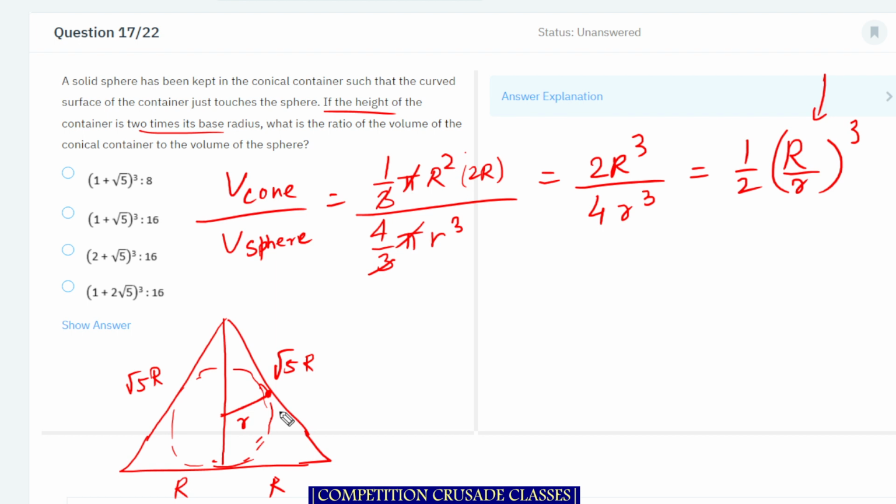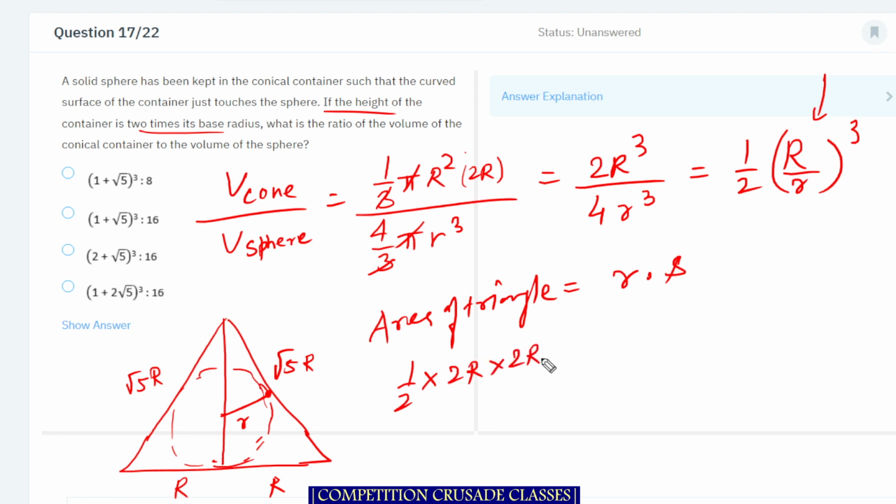Okay, so one thing that is striking my brain is that I can use the area of the triangle formula. Area of the triangle is equal to the semi perimeter times the inradius, right? सेमी पेरीमीटर तो अपन निकाल लेंगे, which is our inradius अपन को मिल जाएगा, और इसमें अपने पास वो है half into base into height, which is again 2r. This is r. Semi perimeter is 2 root 5 r plus 2r.